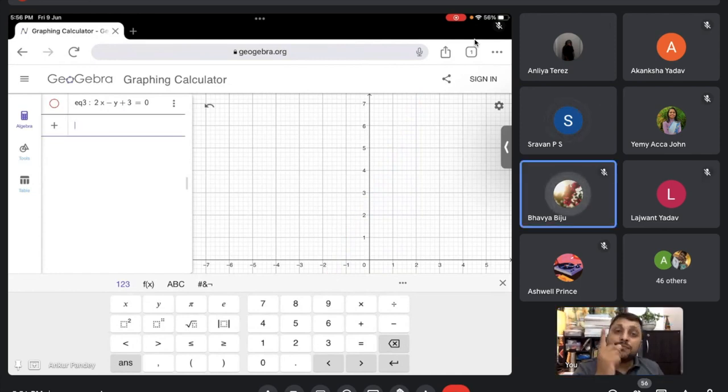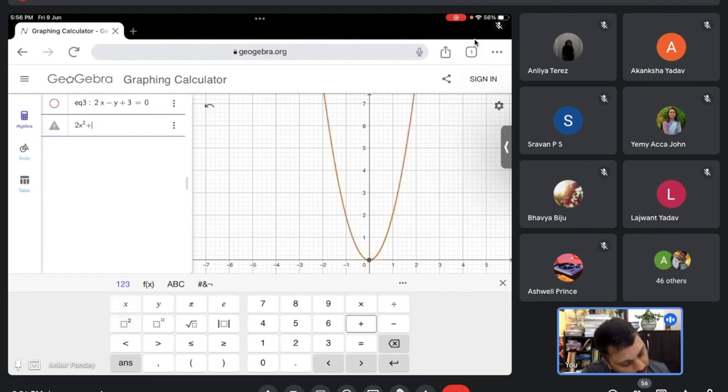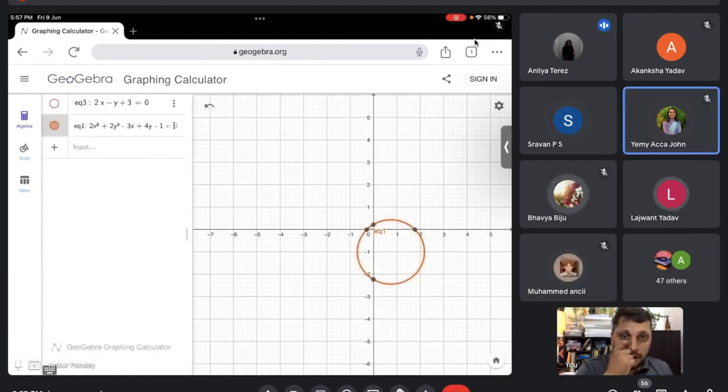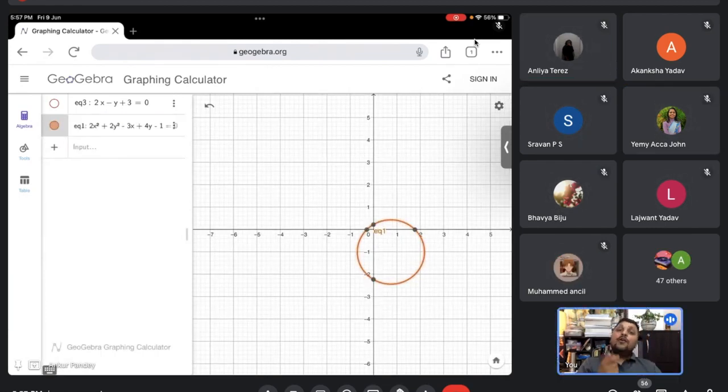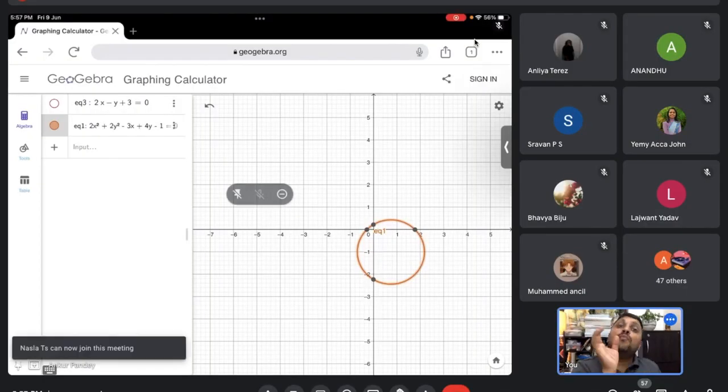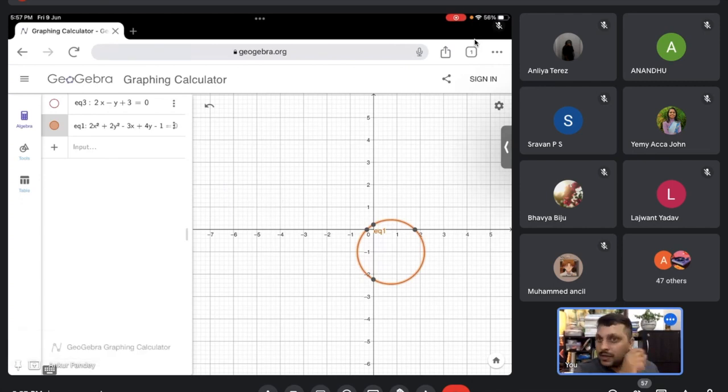Let's make a circle. 2x square plus 2y square minus 3x plus 4y minus 1 equal to 0. Circle visible, yes or no? Yes, sir. Everyone, it's a circle. Clear? Why? 2 is equal to 2. x square and y square both are visible. Both are positive. Understood? Clear?